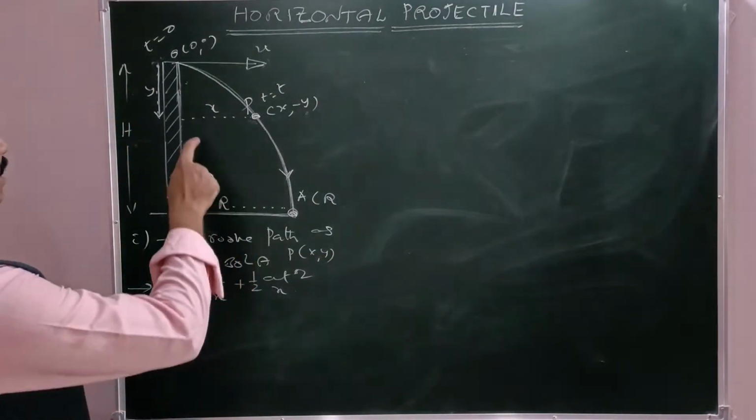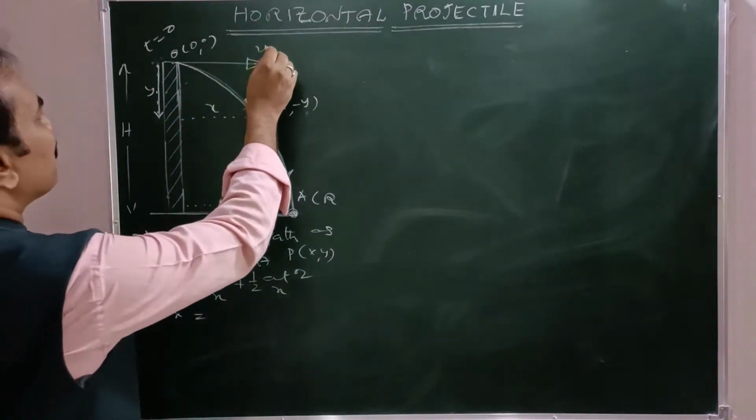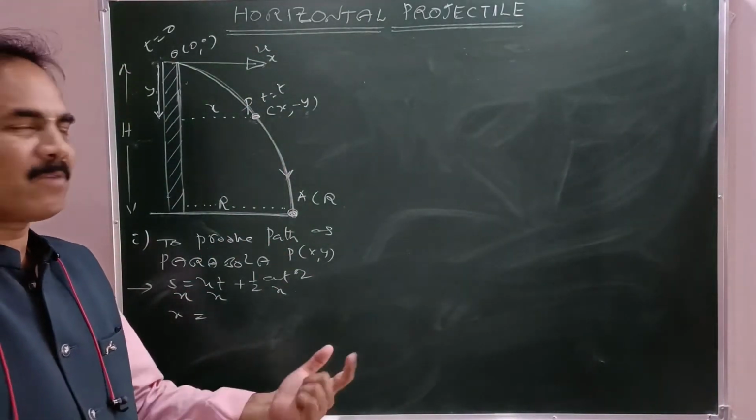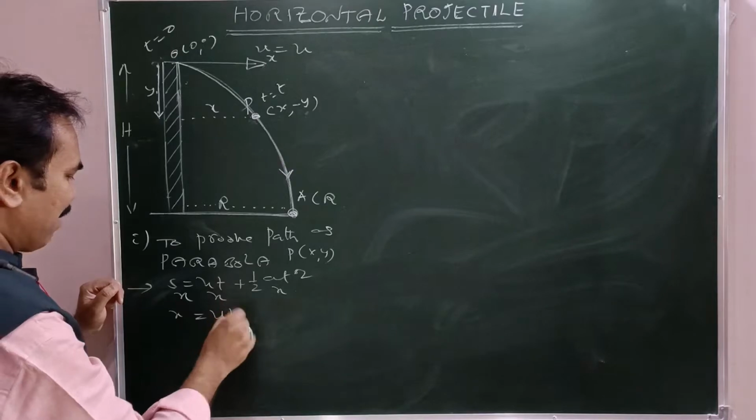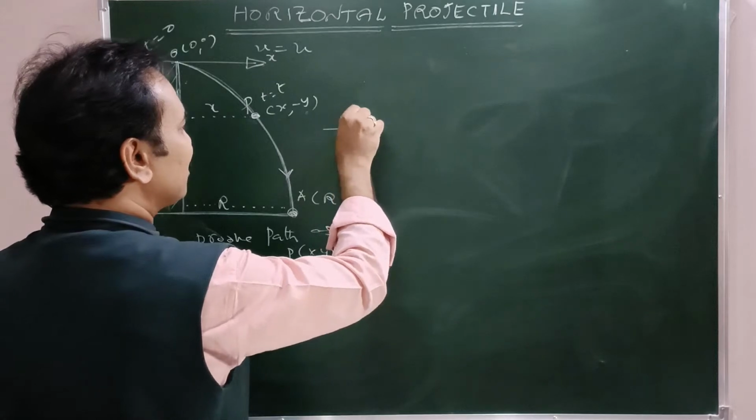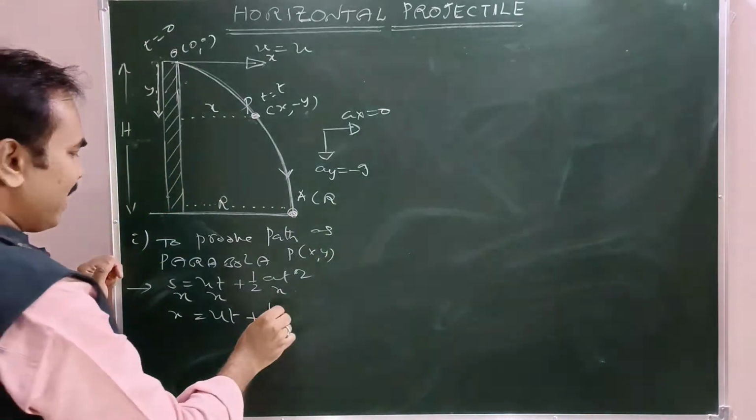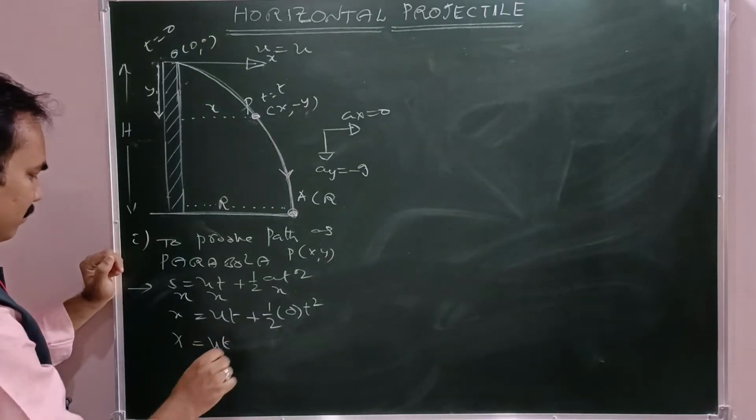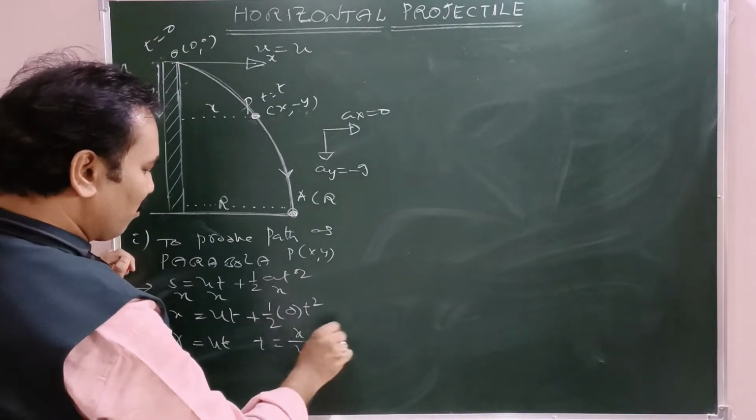Now sx means x coordinate. ux is the initial velocity along x-axis, that's the velocity of projection, that is u. So ux means u, and t plus half into ax. What is the acceleration along x-axis? That is ax equal to 0, ay equal to minus g. So ax means 0 into t square. So x equal to ut, which implies t equal to x by u, number 1.